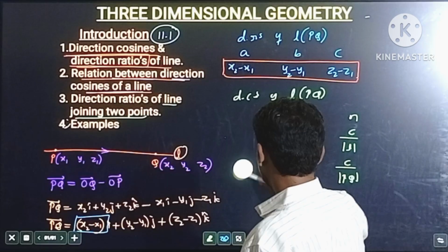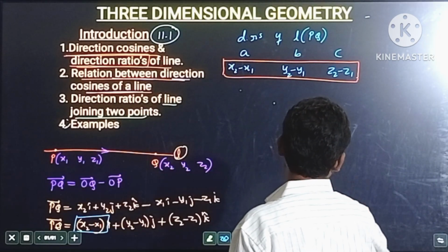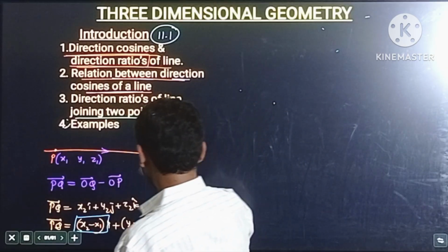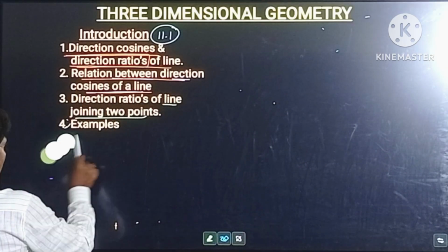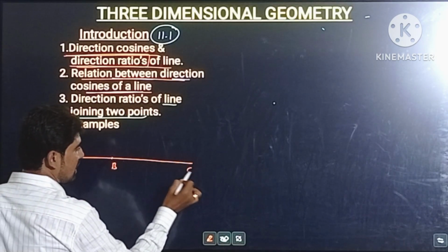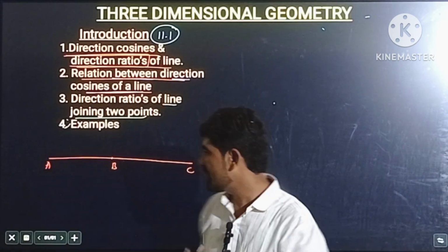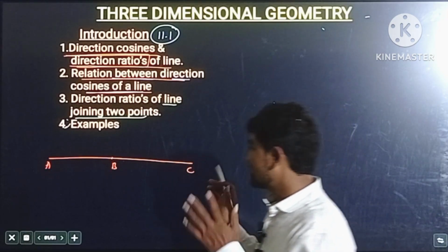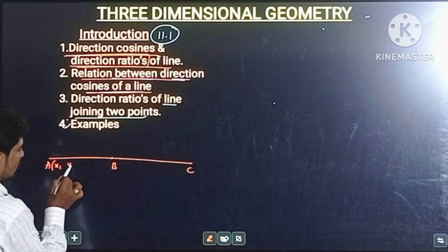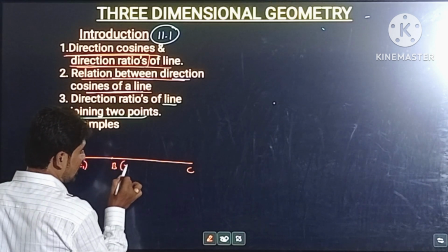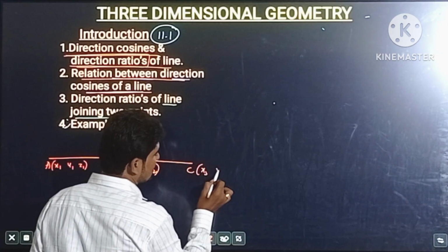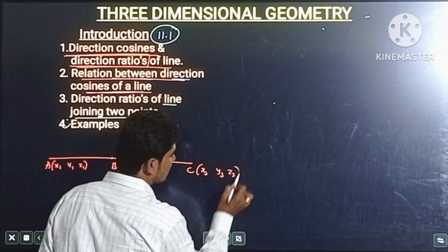Collinearity of 3 points. See here, suppose A, B and C are on the same line, and we need to prove that these 3 points are collinear. Let us consider the coordinates of the point A is x1, y1, z1, and coordinates of point B is x2, y2, z2, and coordinates of the point C is x3, y3 and z3.